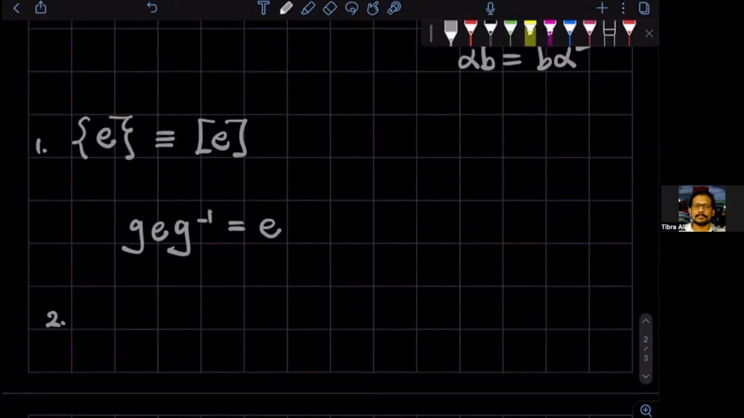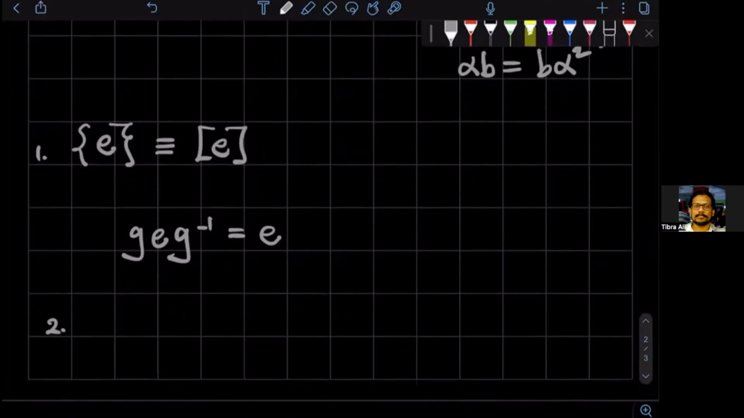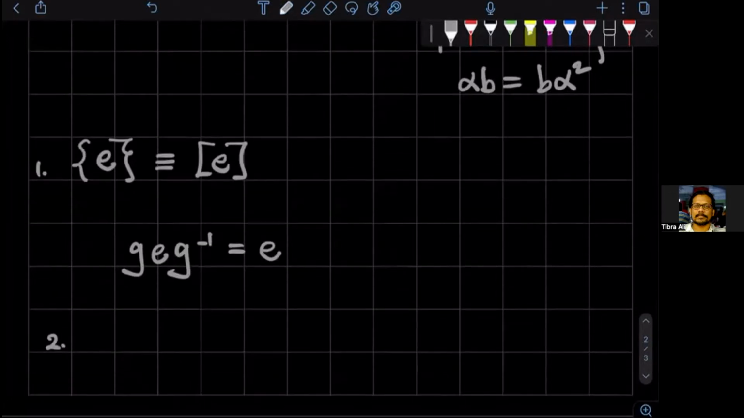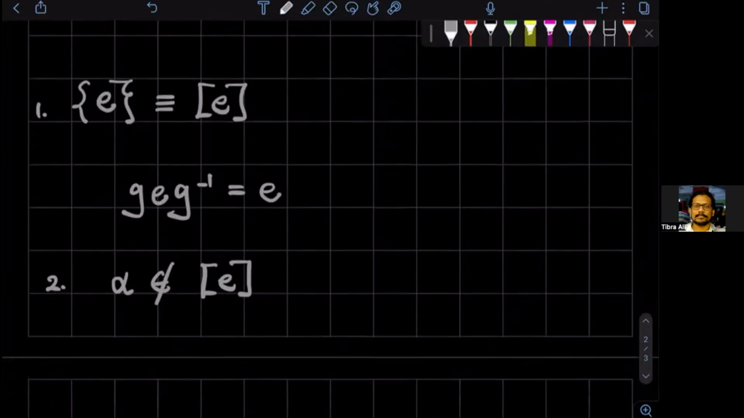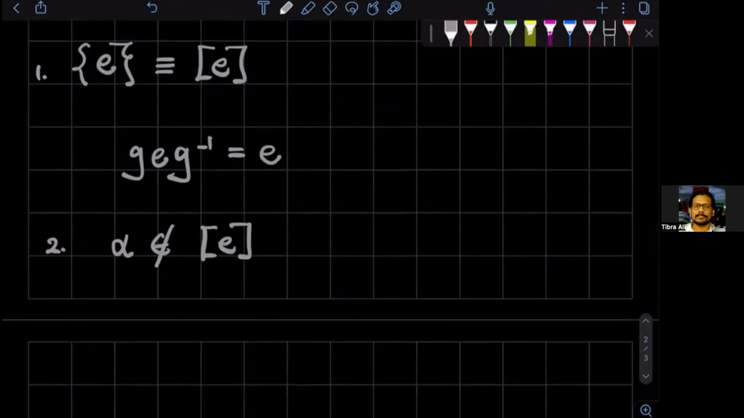Number 2 is that you want to say, okay, then pick an element which is not in this equivalence class. So we have a choice of picking this one, this one, this one, this one, this one. So we have 5 choices. Let's pick alpha because it's not in the equivalence class that we have already established. And then we take all the elements of G and conjugate alpha.